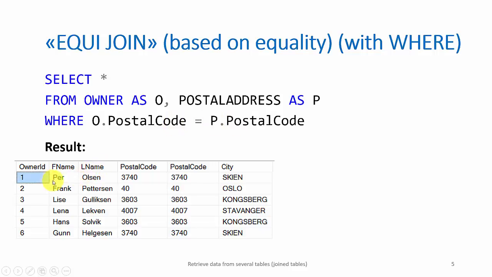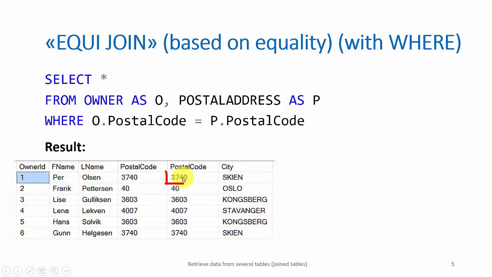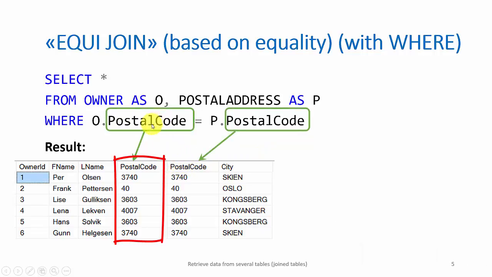And then I will get a list with all the owners, one row for each owner, and for each postal code I will also have the city that this postal code represents. And I see that I will get 2 columns with postal code. So we have where postal code in the first is equal to the postal code in the next table.